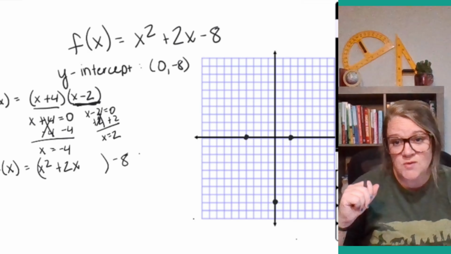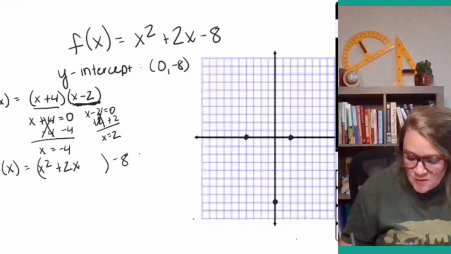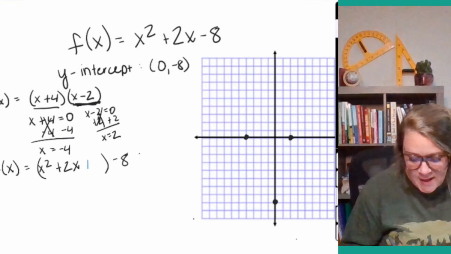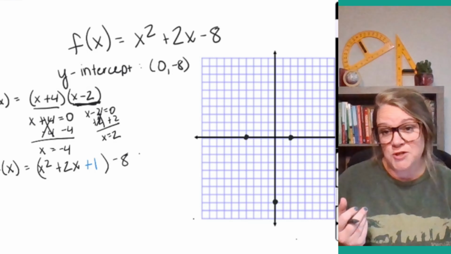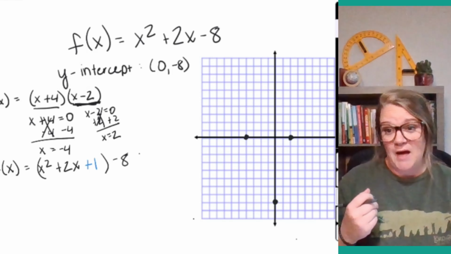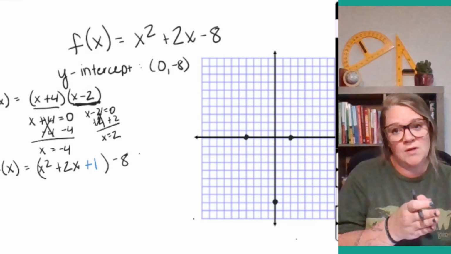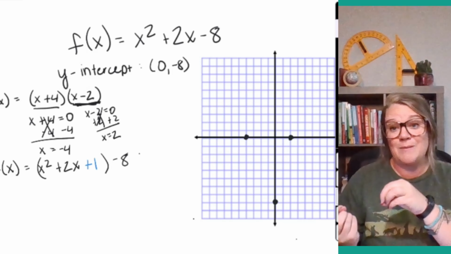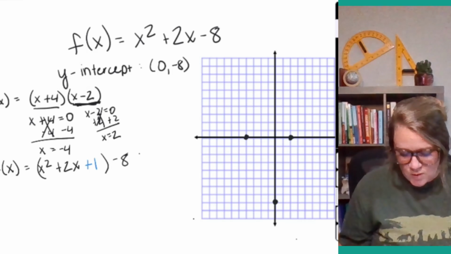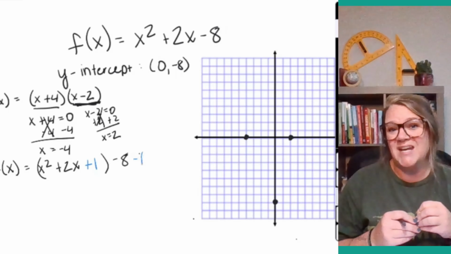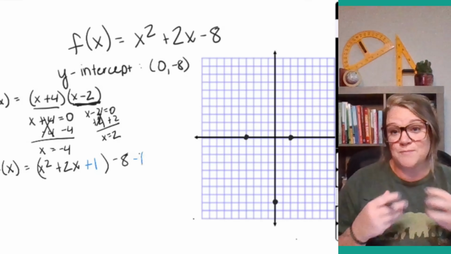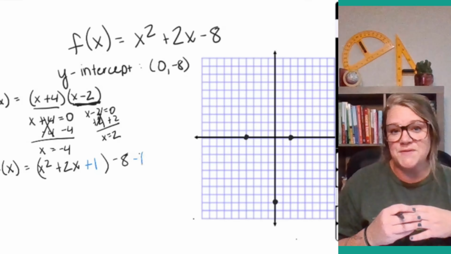Half of 2 is 1. 1 squared is 1 also. So I'm going to add 1. I'm going to put this in blue. I'm adding 1 here. But I just unbalanced my equation and I need to do something to keep it balanced. So if I added 1 inside of the parentheses, I need to balance that by subtracting 1. That +1 and -1, when I put them together, is like adding 0. So this is a kind of a different way of balancing your equation.